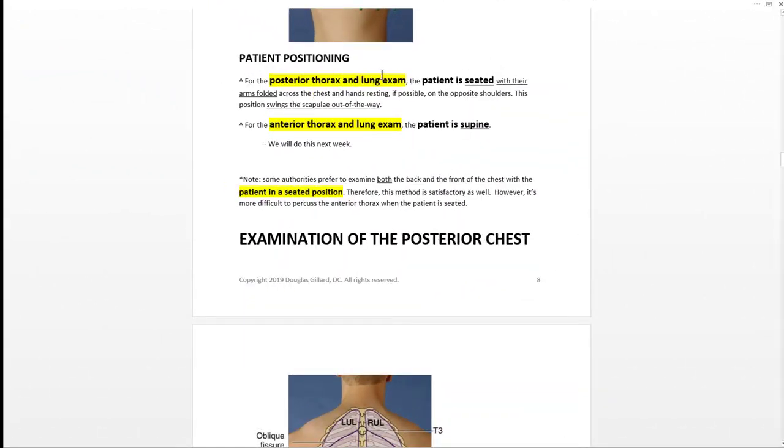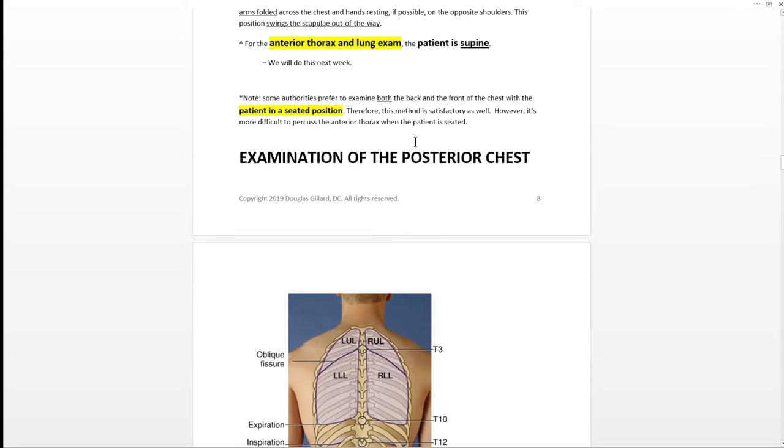All right, let's talk about patient positioning. So a little controversy, we're going to go with Bates, which is the oldest board book. So for the posterior part, which we're doing today, we're going to do the anterior next week. The posterior part of the thoracic exam and lung exam, the patient will be seated. They will have their arms crossed and slightly bent forward. When you cross their arms in the front, that kind of pulls their scapulae out of the way so you can auscultate a little bit better. Posterior exam, some authors say you can do it seated. The anterior exam, some authors say you could do it seated. It's easier to do this one supine. So that's how we'll do this one.